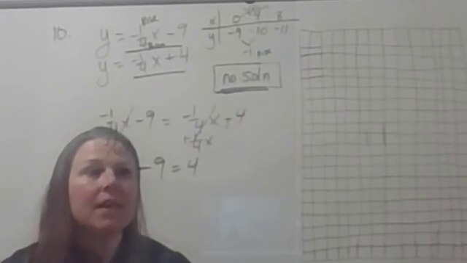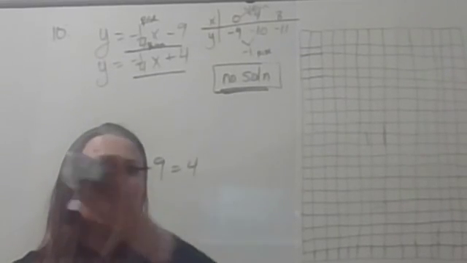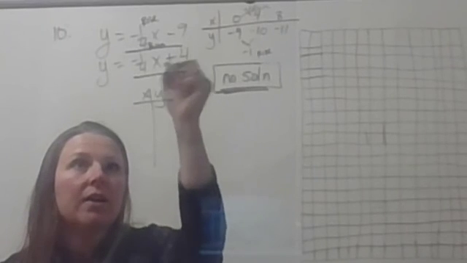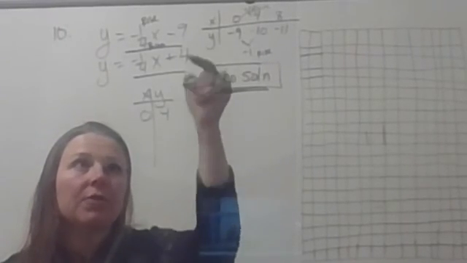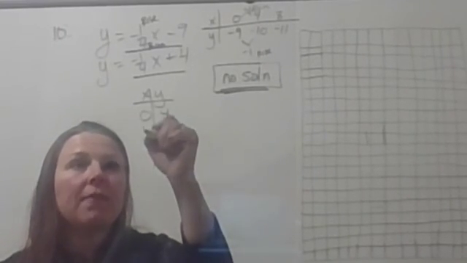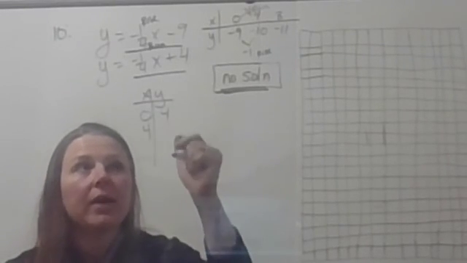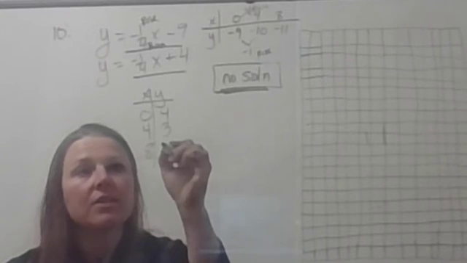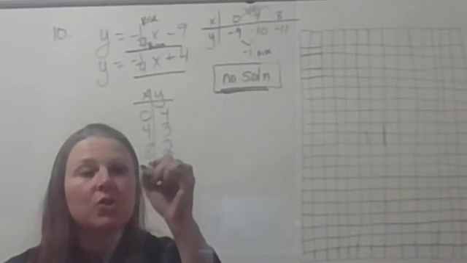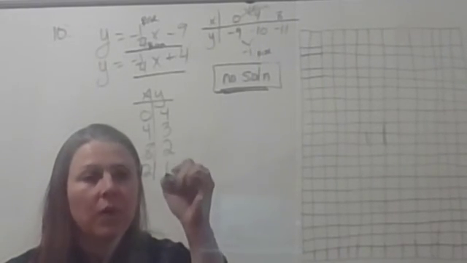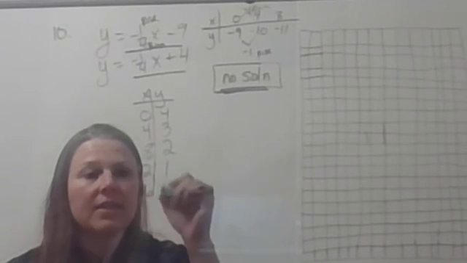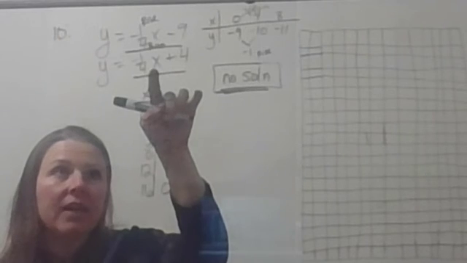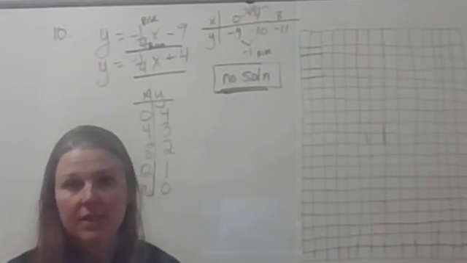And then if you make a table for this other one, it's the same exact theory. 0 is going to give you 4, and then as you go up by 4 in the x, you're going down by 1 in the y. So 4 is going to give you 3, 8 is going to give you 2, 12 is going to give you 1, and 16 is going to give you 0. You can check that. -1/4 times 16 is -4, and -4 plus 4 is 0.